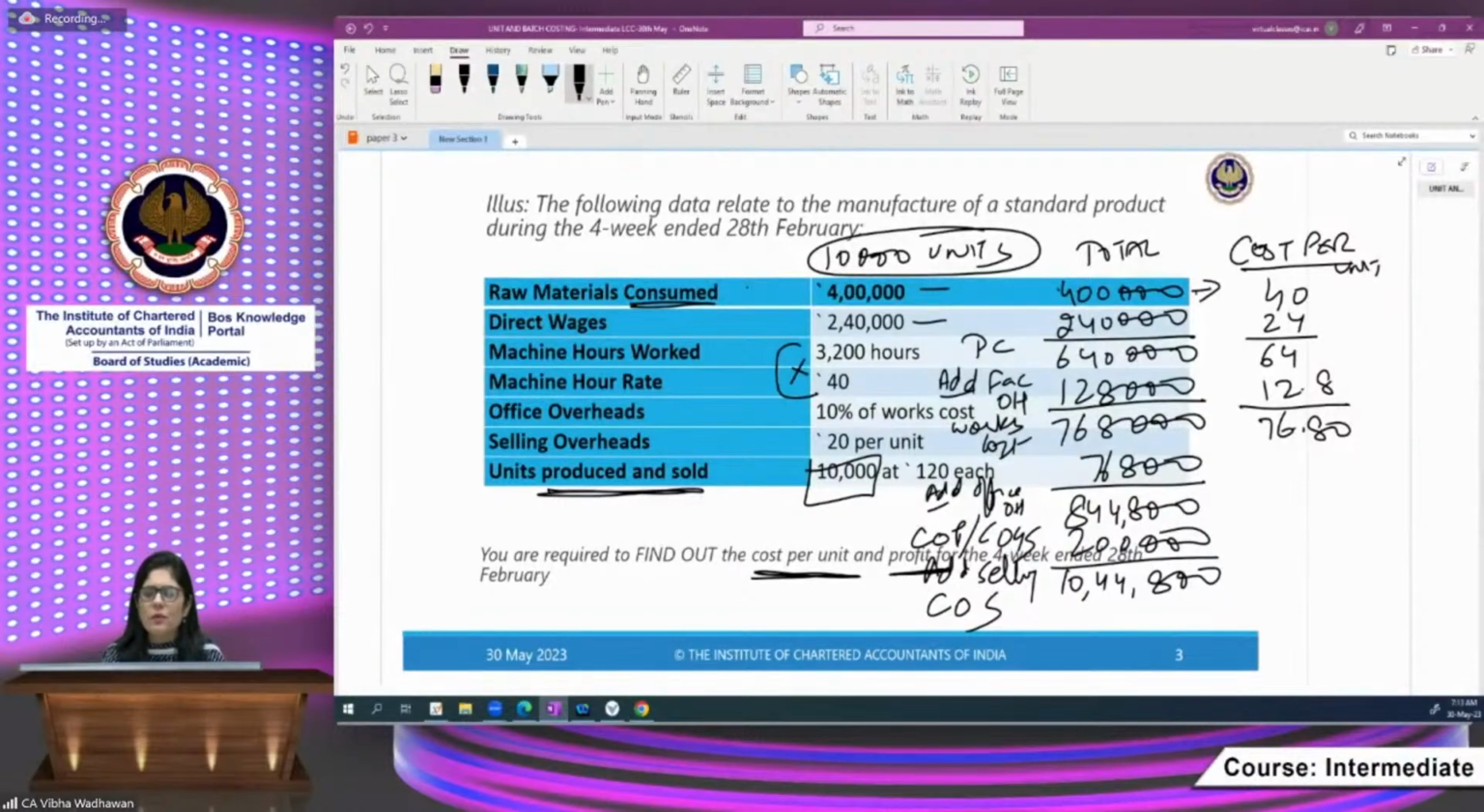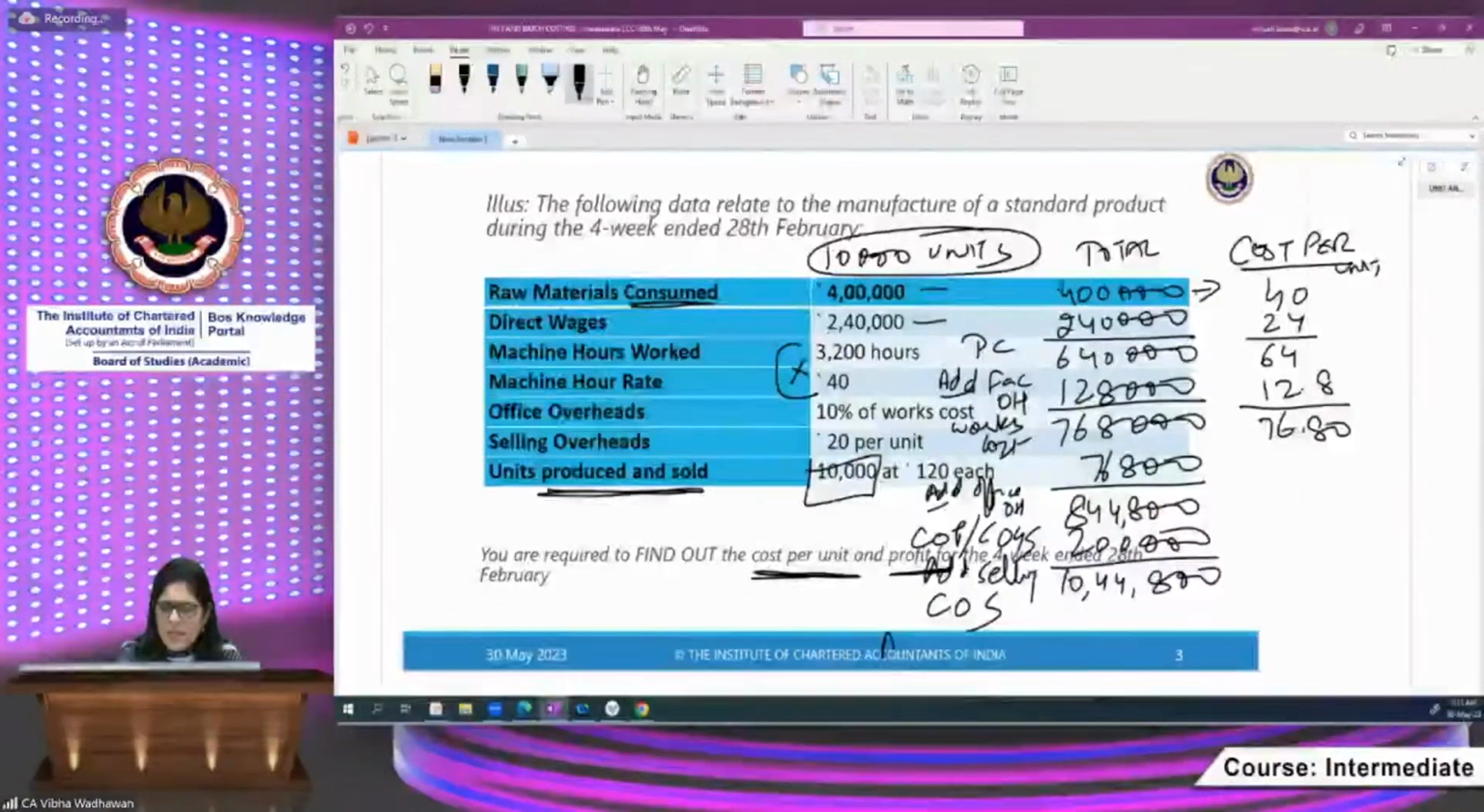Keep on calculating cost per unit also. Keep on dividing by 10,000 units. How do you calculate cost per unit? Cost divided by units. You have all the cost with you: raw material cost, labor cost, overheads cost. So keep on dividing by 10,000 each and every element of cost, and you will be getting cost per unit. Clear?